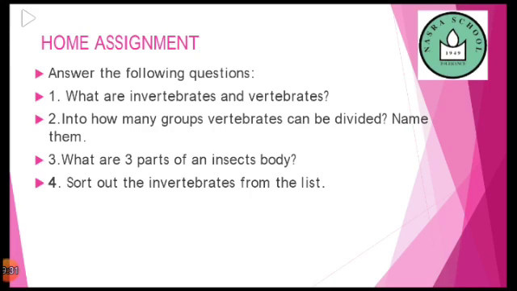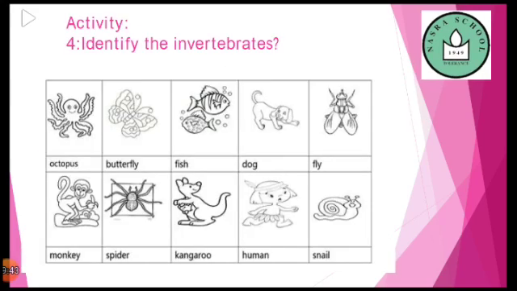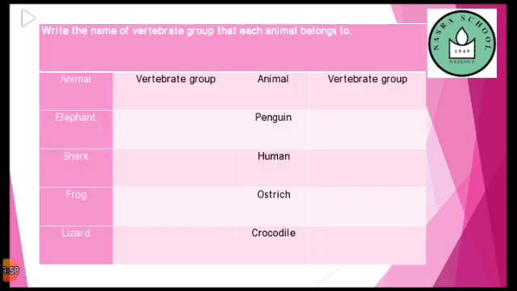Number 3, what are 3 parts of an insect's body? Number 4, sort out the invertebrates from the list. Okay, this is the question number 4, the activity. You have to identify the invertebrates. Okay, lastly, write the name of vertebrate group that each animal belongs to. This is also the activity, and you have to attempt all of these questions and activities in your course copy.